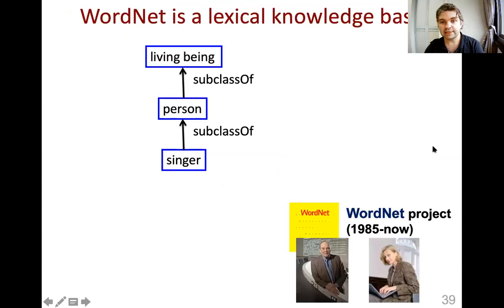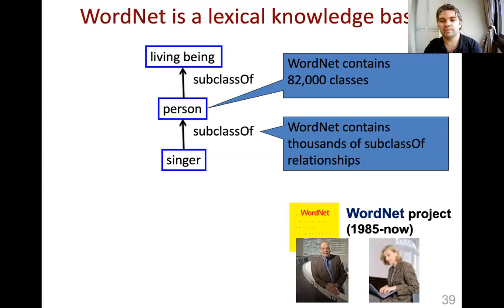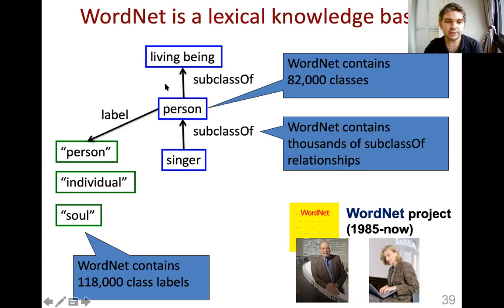WordNet is a lexical knowledge base, and it was created in 1985, right? It's quite an old project. So WordNet has 82,000 classes, and also thousands of subclass-of relationships. So it's already a very powerful taxonomy, and I think one of the biggest advantages of WordNet is that it was created by humans, right? And therefore, it's very useful because it's validated. So we can have person, individual, and soul, right?